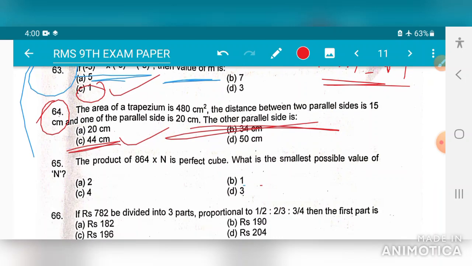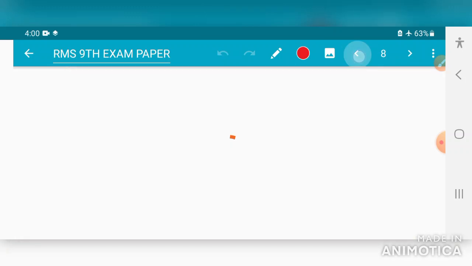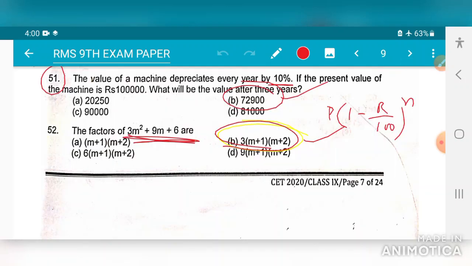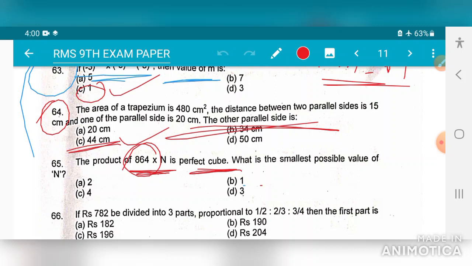Next, 65. The product of 864 into n is a perfect cube. What is the smallest possible value of n? It is very easy. 864 into n is a perfect cube. We have to find the factors of 864. Then which number we have to find to make it a perfect cube. So let's start. We have to do the factors of 864 first.